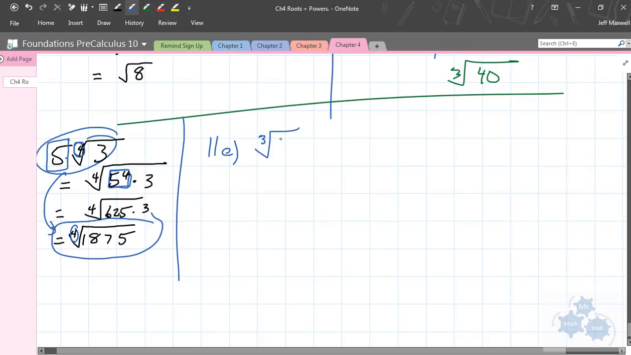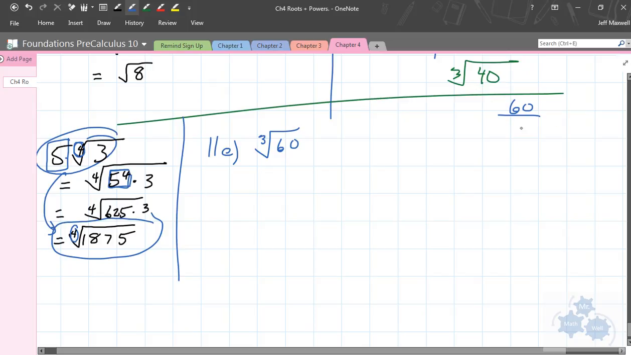So the cube root of 60. Now, if we wanted to simplify this, what you can do is a number of things. You can prime factorize, right? I would suggest trying to find a factor of 60 that's a perfect cube, if you can. And if you can't, then it can't be simplified. So what are the factors of 60?